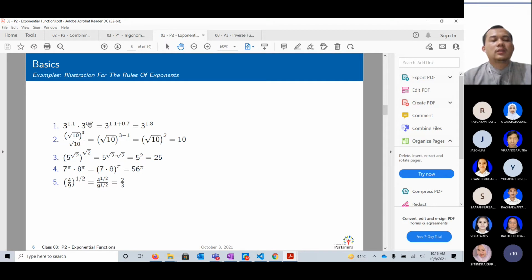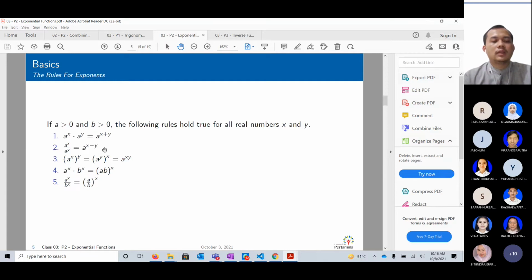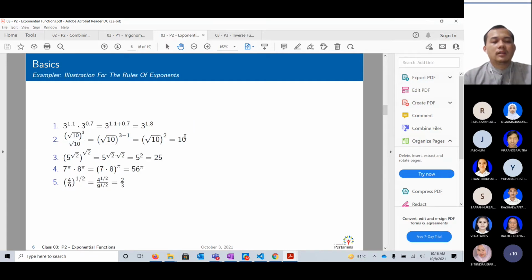So we have 3 power 1.1 plus 0.7 is equal to 3 power 1.8. So in this case, we know that 3 power 1.8 can be written also in this form. This is from the first rule of exponent. For the second rule, because we have a quotient, the power is now subtracted. We take the difference like this here, and we get this.